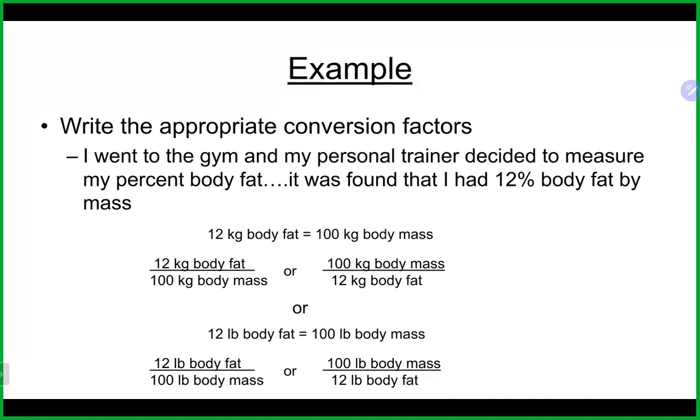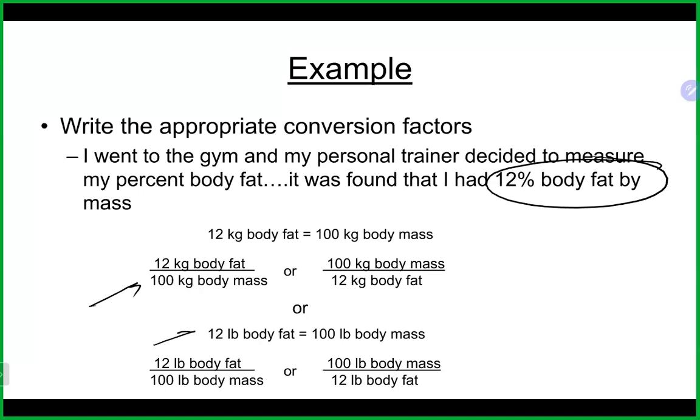So, for example, when we have a percentage, the best way to do that is to assume you have 100 of something, because basically the numbers stay the same, right? Because you got like 85% on your exam, you probably got 85 points out of 100, right? So everything stays the same. So if you have something like 12% body fat by body mass, we could say a little metric situation. You have 12 kilograms of body fat equals 100 kilograms of body mass, or 12 kilograms over 100, or 100 kilograms of body mass over 12.